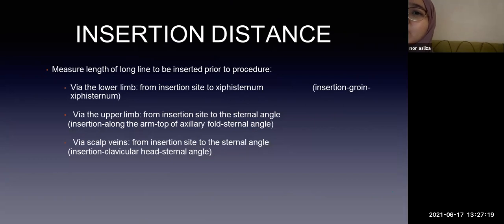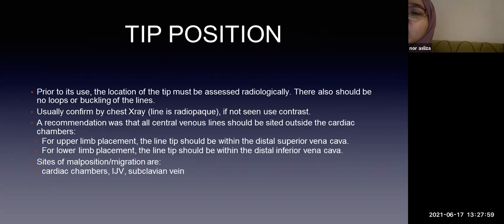Okay, insertion distance. We should measure the length of the long line to be inserted prior to the procedure. If we insert via the lower limb, then we measure from the insertion site to the xiphisternum, meaning from the insertion to the groin and to the xiphisternum. If it is from the upper limb, then we measure the insertion site to the sternal angle. If via a scalp vein, we measure from the insertion site to the clavicular head and also to the sternal angle. Okay, next slide.